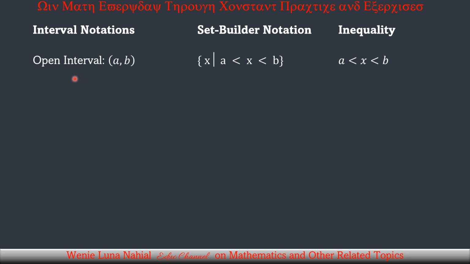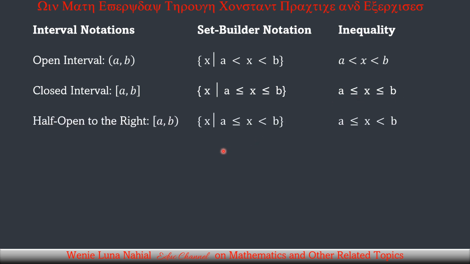So we have, again, the open interval. Next, we have the closed interval. In the closed interval, our A and B, these are real numbers again, A and B are included. So we have here in the set builder notation, the set of all x such that A is less than or equal to x and x is less than or equal to B. And for the inequality, we simply take the condition in the set builder notation, this one, and write it here.